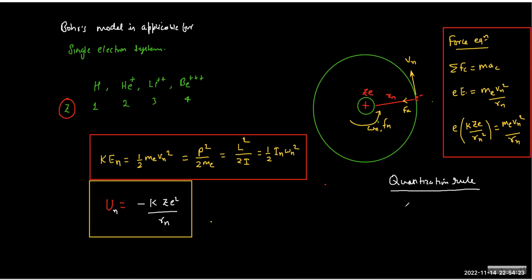So what is the quantization rule? We have seen this: mvr equals nh by 2π. There are many ways of writing it, and I'll show you in how many ways you can write it. But again, you can get rid of the energy rule and the force equation. That is not required. Why is it not required? Let me show you.